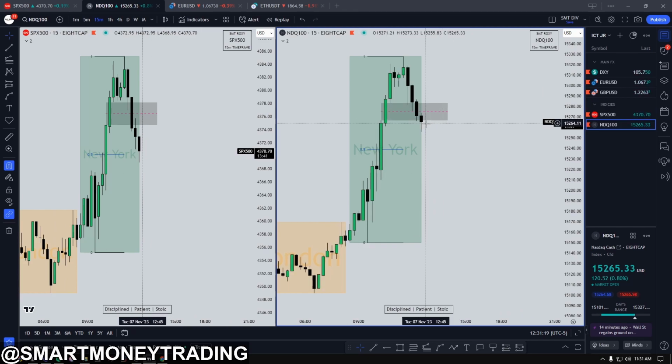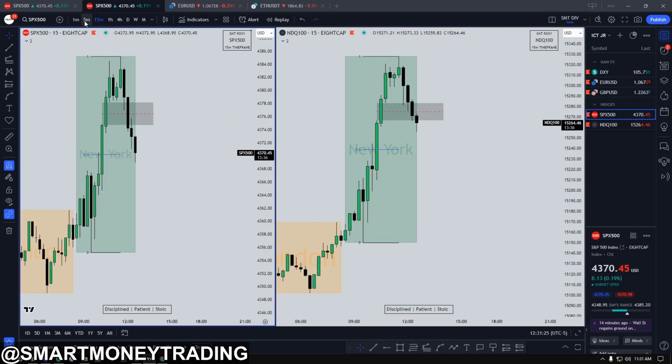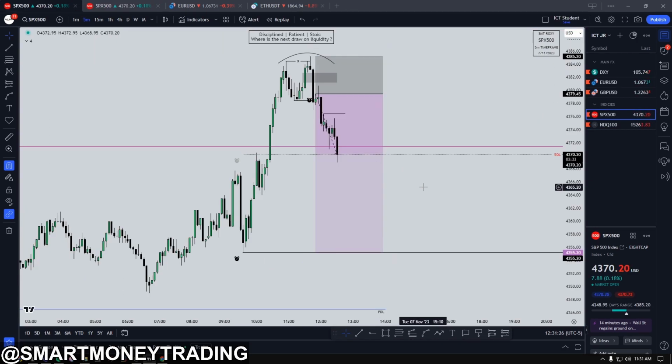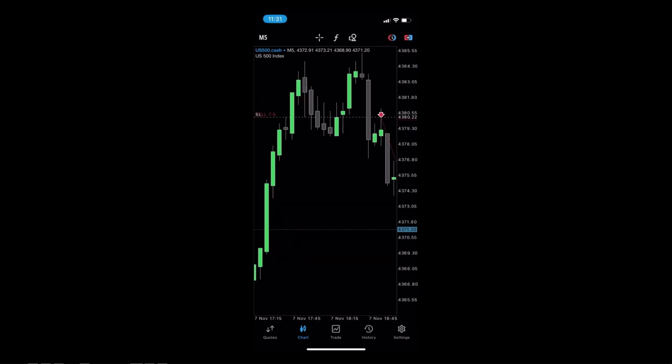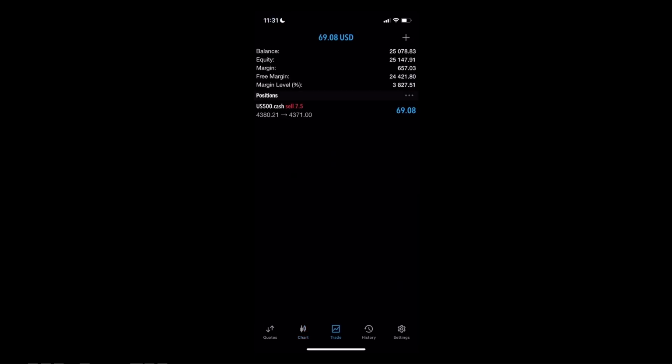NQ did close below consequent encroachment. ES did the same thing. So I wanted to see how we react around equilibrium. We took our partial. Our stop loss is still at break even, and we secured $78 of profit. I'm going to show you guys that right now. You can just see that here with the big wick. I was ready for it. I was just watching it drop already, and as soon as it came, it tapped equilibrium. We took our partial, stop loss at basically break even, and that's pretty much it.